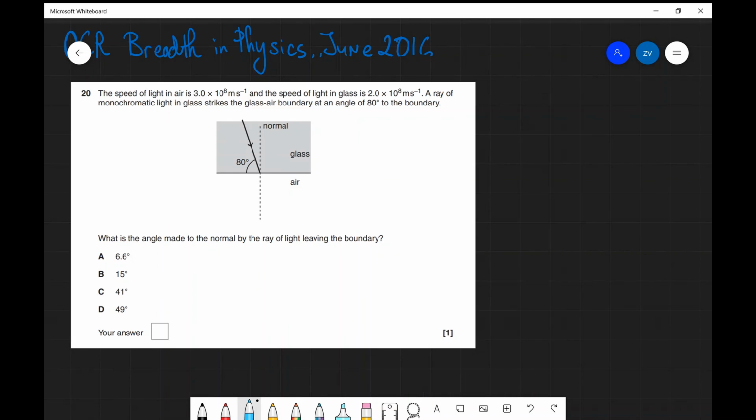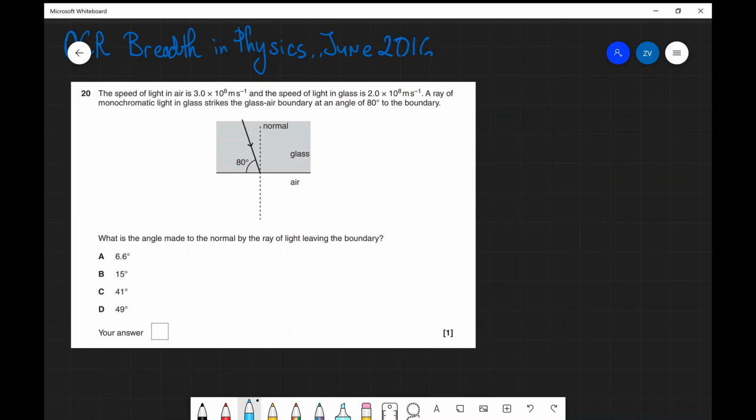On to question 20, the very last question of today. So I've got the speed of light in air is 3.0 times 10 to the 8th, and the speed of light in glass is 2.0 times 10 to the power of 8. From that we can work out the refractive index. We can do that in a minute.